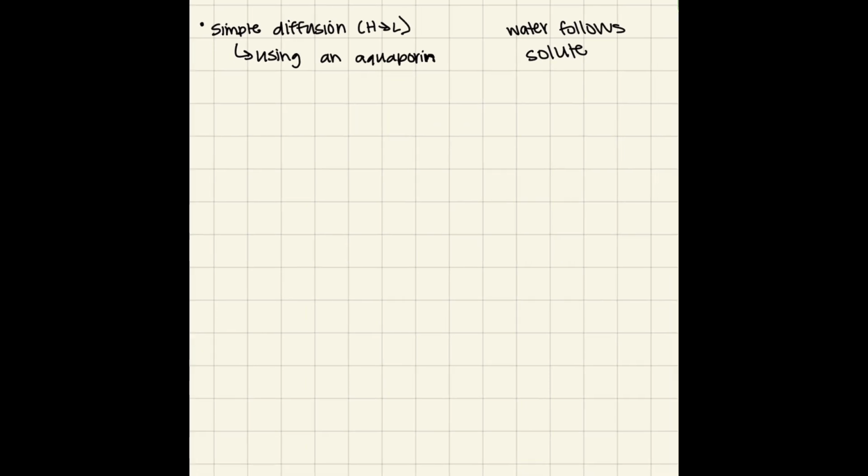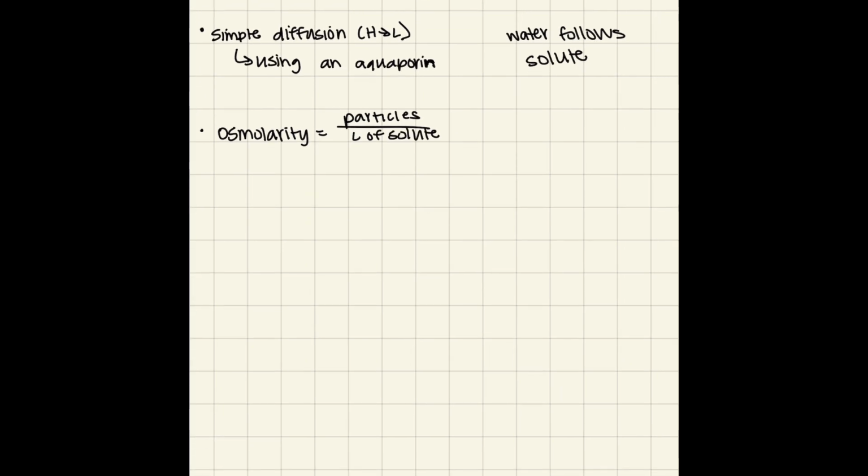How does osmolarity differ from molarity? Osmolarity is a measure that we use to describe the amount of particles in a solution. The definition is particles per liter of solute. And molarity is, by definition, moles per liter of solute.